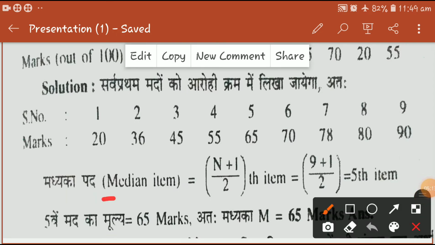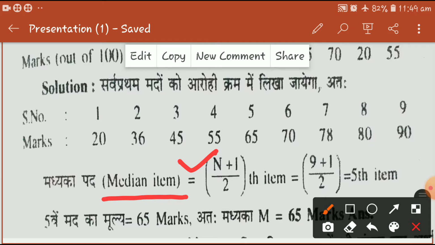देखिए यहाँ पे m कैलकुलेट कर रहे हैं आप, मीडियन आइटम. Your formula for calculating median in individual series is (n+1) divided by 2. n is what? Number of items. n is always the number of items in individual series. Now how many items do you have in your question?